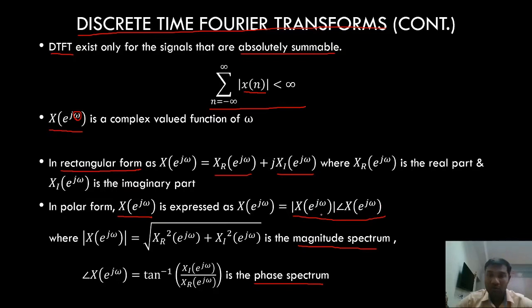So what is the formula for mod X of e power j omega? It is nothing but the square root of the real part of X of e power j omega squared plus the imaginary part of X of e power j omega squared. So the real part and imaginary part are individually squared, added, and we take the square root of the whole term. That is how we obtain the magnitude spectrum. Now the phase spectrum is nothing but tan inverse of imaginary part by real part, tan inverse of Xi by Xr. That is the phase spectrum.